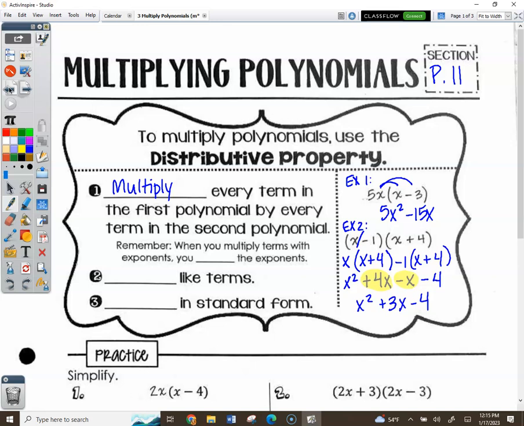Would you like to see this way one more time so that you understand how to set it up? Well, let's do the example. Number 2.